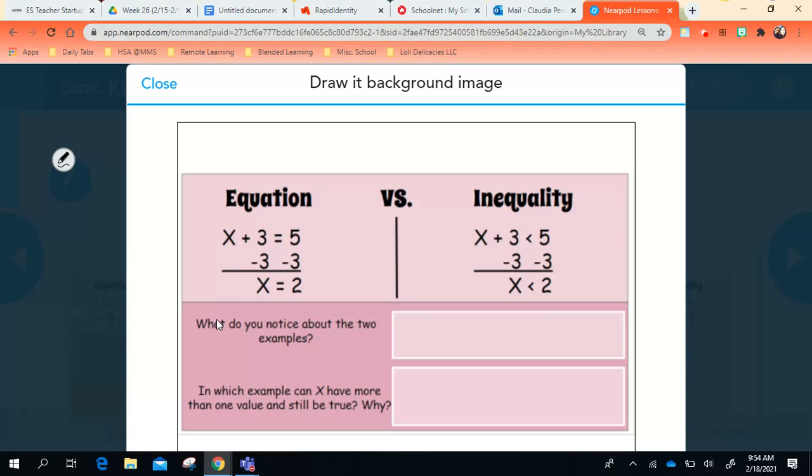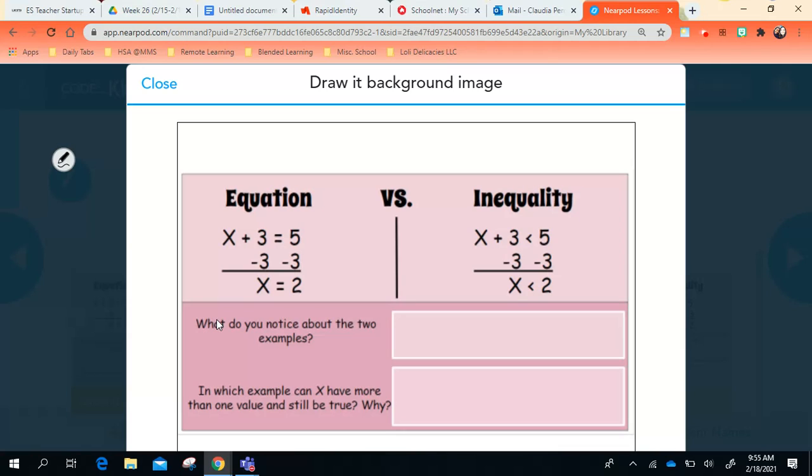So in which example can x have more than one value and still be true? Who can answer that question for me, por favor? Not you, Ivani. Because she already answered the first one. So it's only fair. Okay, Jose, go ahead. Or you can start, and then maybe Shaylin can add some. The equation? It can have more than one value.